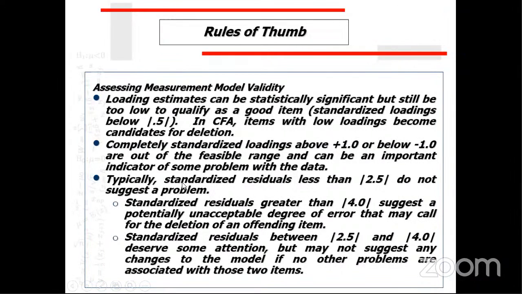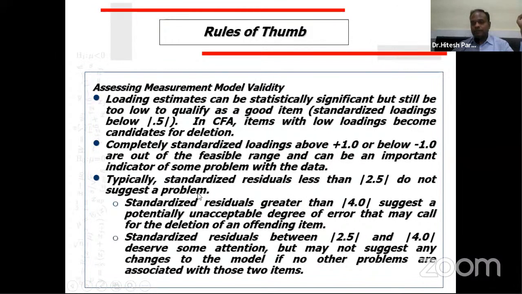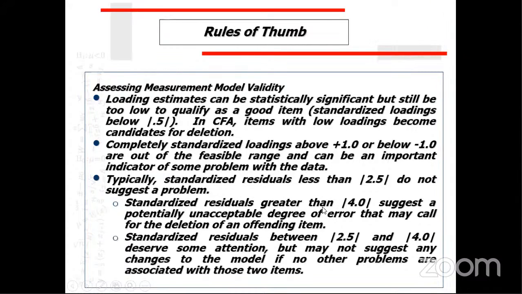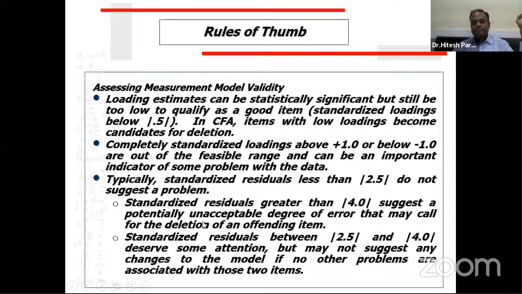Then the next problem can be standardized residuals. Standardized residuals less than 2.5 (plus or minus 2.5) do not suggest a problem. But standardized residuals greater than 4 suggest a potentially unacceptable degree of error that may call for the deletion of an offending item. So if for any variable the standardized residuals are greater than 4, then ideally this variable or item should be deleted.